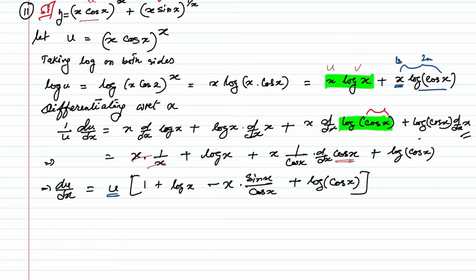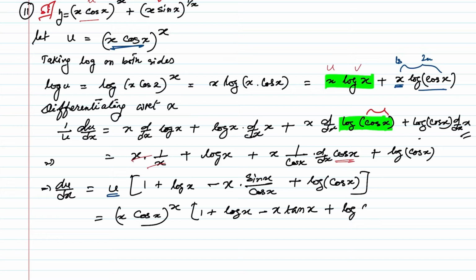Now use this, replace this u by this value of u. So doing so, what we will get is (x cos x)^x [1 + log x − x tan x + log cos x].